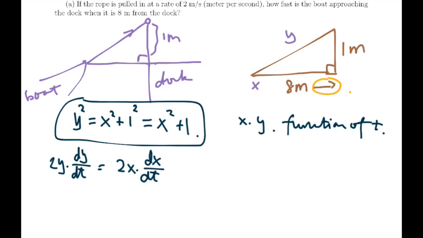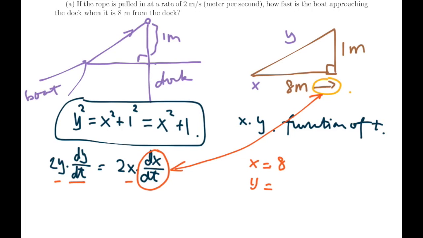So in this problem we want to find how fast the boat is approaching the dock. That is, we want to find dx over dt. That is this arrow here. To solve for dx over dt, we need to know several quantities: y, dy over dt, and x. Well, x is easy to find because from the problem we know that x is equal to 8. But what can you say about y and dy over dt?